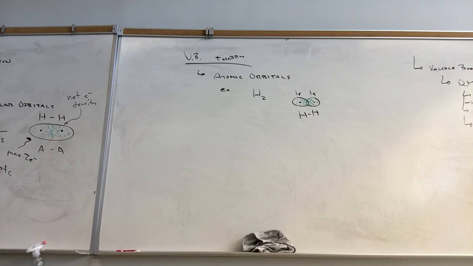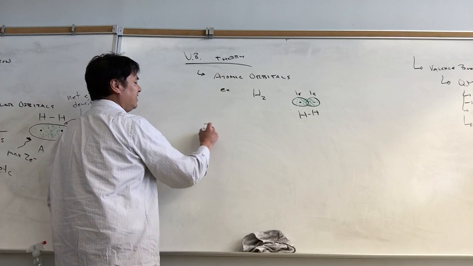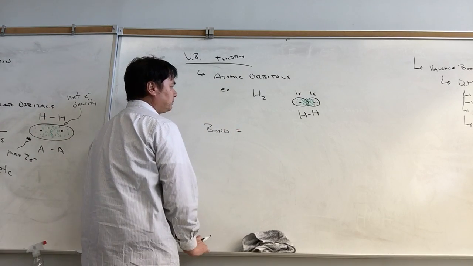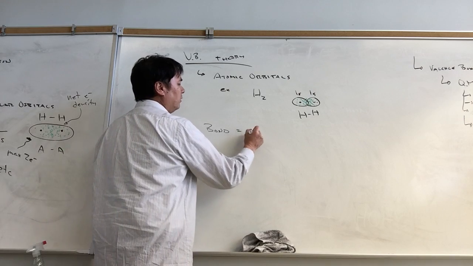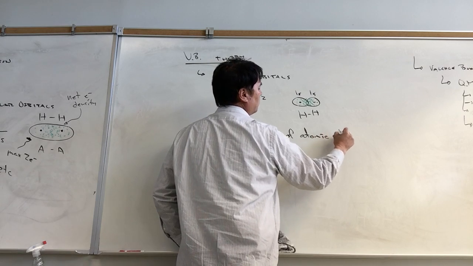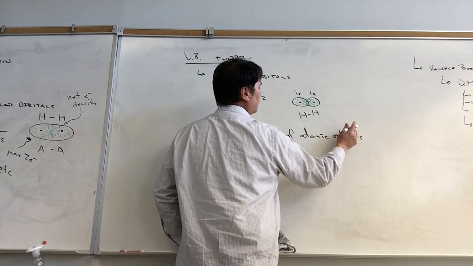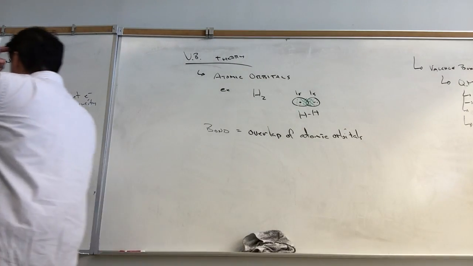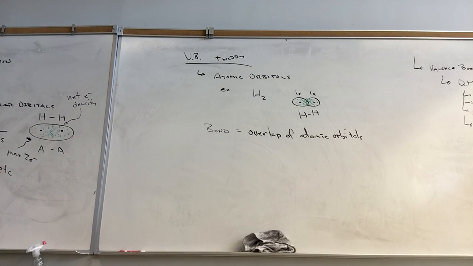And so when we talk about a bond in valence bond theory, it's like this. A bond is equal to overlap of atomic orbitals. When we look at molecular orbital theory, a bond is equal to having net electron density in what I'm going to call a bonding molecular orbital. Net electron density in bonding MOs.